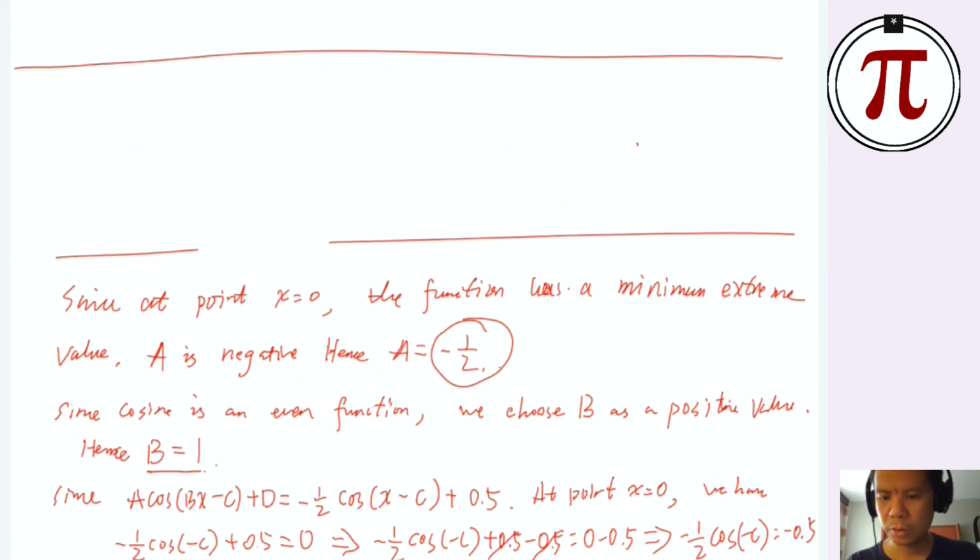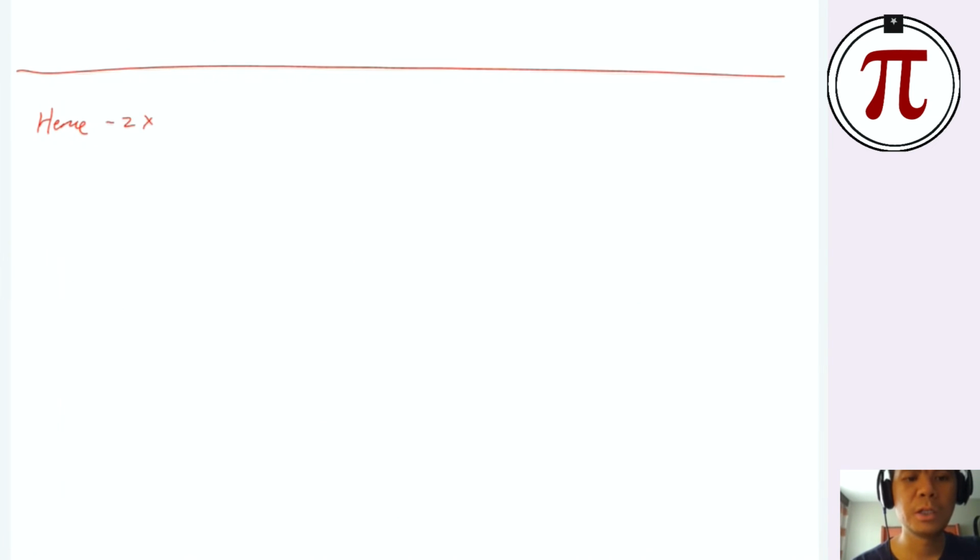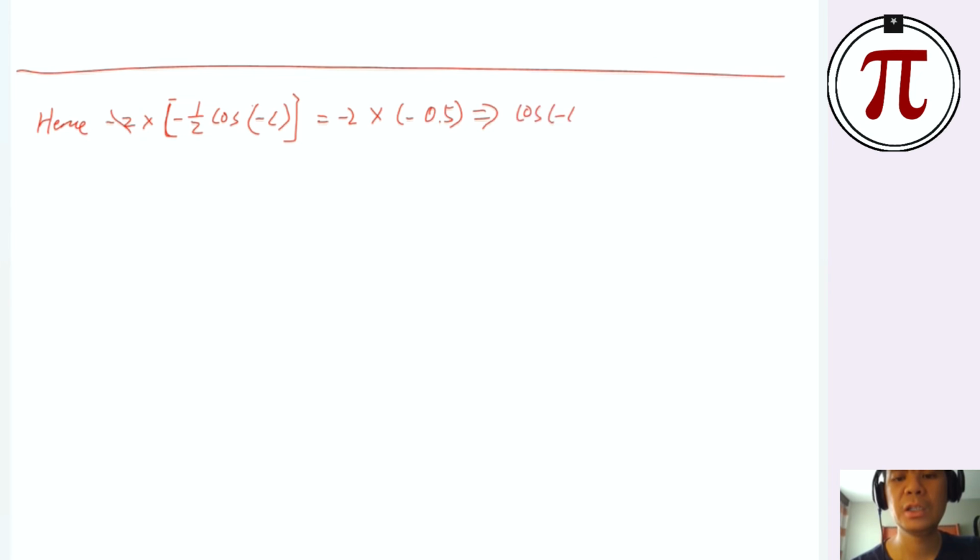Okay. All right, so this one equals -1/2. Then if we multiply -2 on both sides, we will get what? Hence, -2 times -1/2 cosine of -c equals -2 times -0.5. This implies -2 and -2 cancel out. So cosine of -c equals, here the negatives cancel out, that's 1.